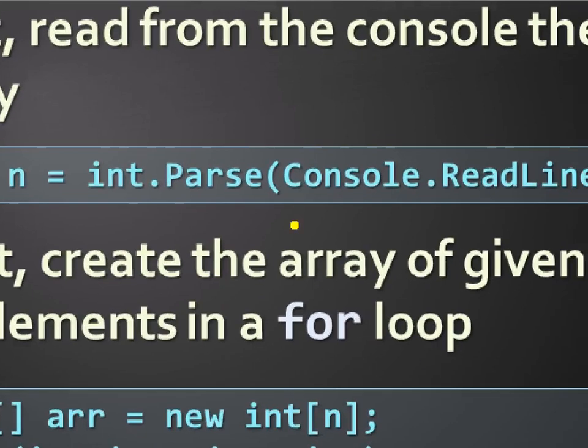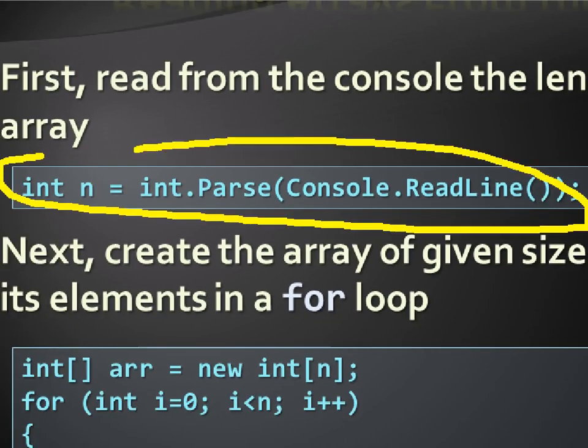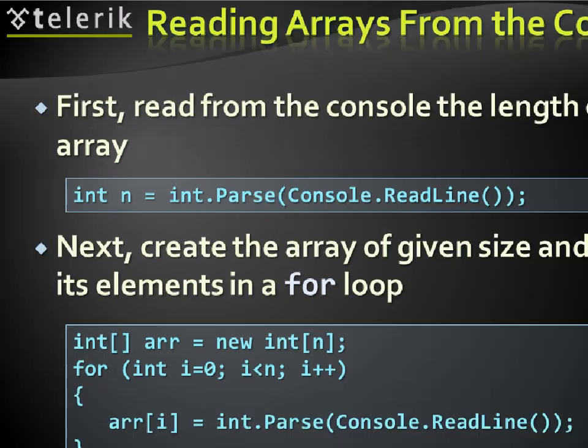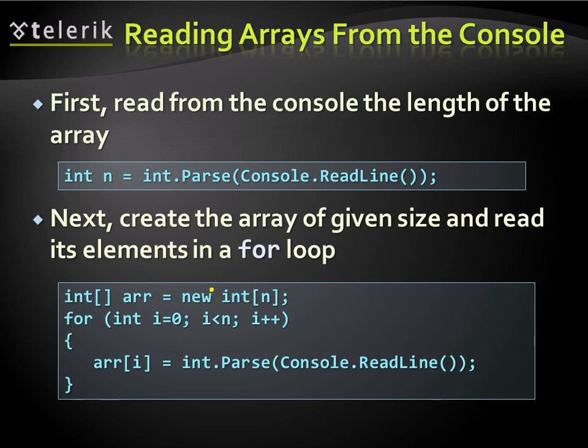First, we read the number of elements of this array by parsing the read line. And after that, we allocate this number of elements with new. And finally, we perform a loop from 0 to n minus 1. And the next element is read from the console and is parsed. The string read from the console is parsed. So this is the usual way to read arrays.